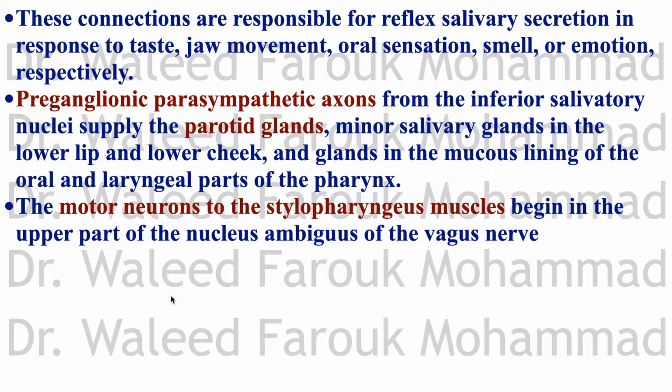The preganglionic parasympathetic axons from the inferior salivatory nuclei supply the parotid glands, and also minor salivary glands in the lower lip and lower cheek, and glands in the mucous lining of the oral and laryngeal parts of the pharynx. The motor neurons to the stylopharyngeus muscle, which is derived from the third pharyngeal arch, begin in the upper part of the nucleus ambiguus of the vagus nerve.